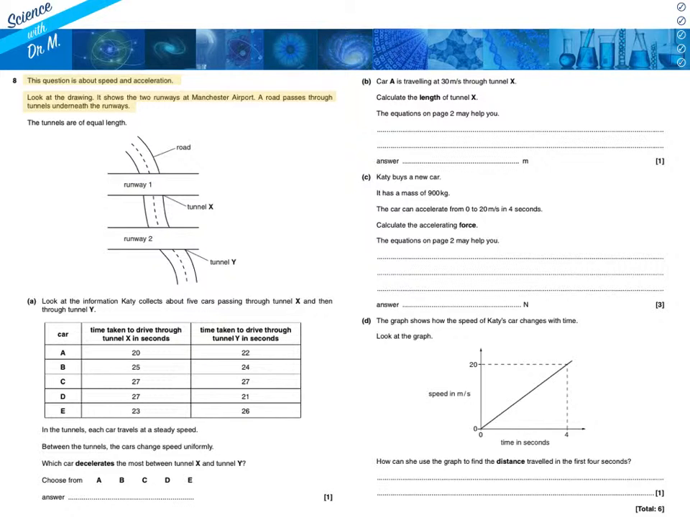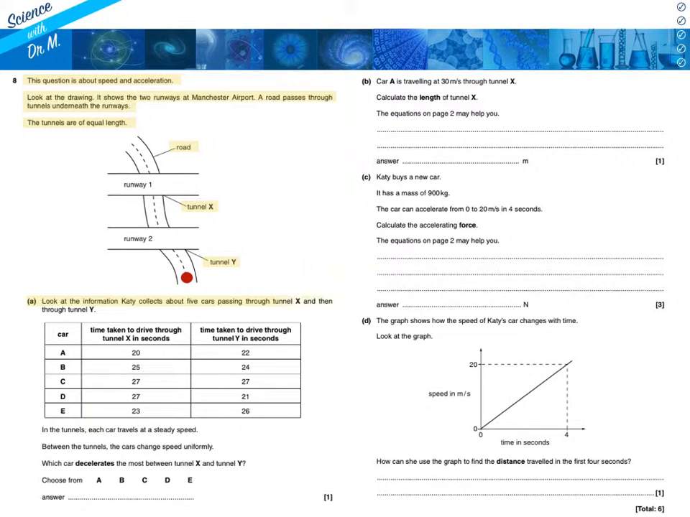This might sound a little bit confusing at first, but if you look at the picture they provide, that should help you. The tunnels are of equal length. So let's just look at the picture. We've got the road, tunnel X, which goes underneath runway 1, and then tunnel Y, which goes underneath runway 2. So these are the two runways, and if you picture you're in a car, then the car is going to travel under both runways. Okay, let's have a look at the data they give us.